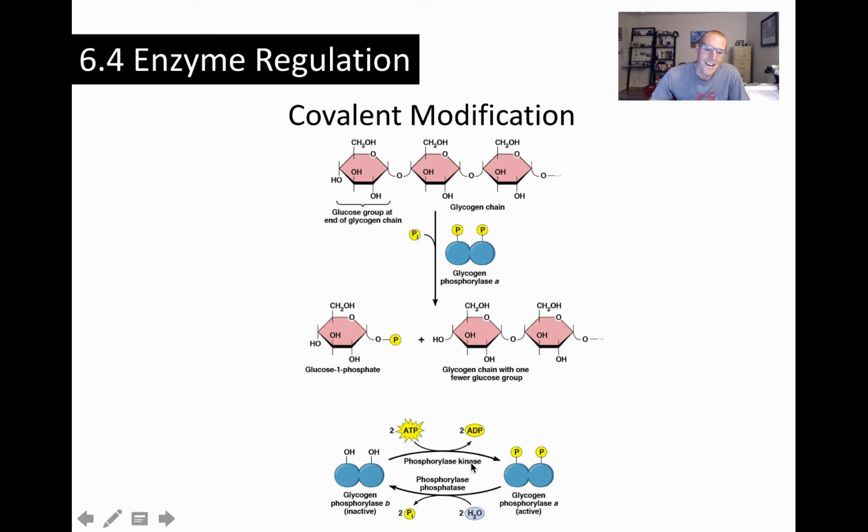Phosphorylase kinase is stimulated, it's turned on itself by the binding of adrenaline to certain cell surface receptors. And if we want to reverse this process, if the adrenaline response has stopped, then we can have phosphorylase phosphatase, which reverses the activation of phosphorylase A back to phosphorylase B.